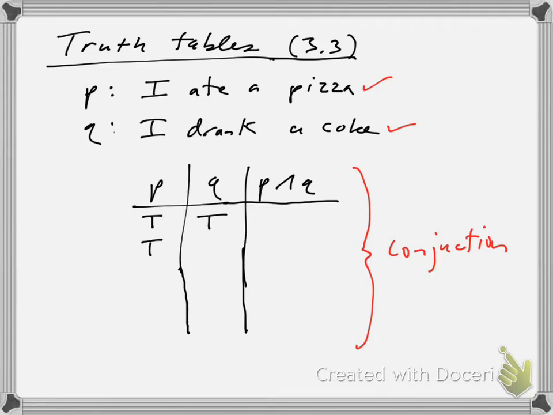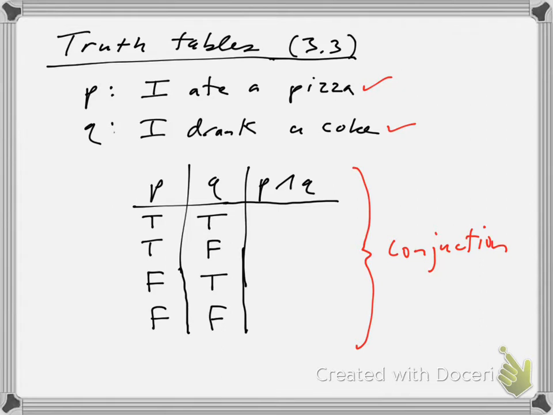P could be true and Q could be false. P could be false and Q could be true, and the only other thing that could possibly happen is they're both false. Those are the only 4 possibilities of how P and Q could be true or false in combination with each other. Okay, so let's take a look at this.